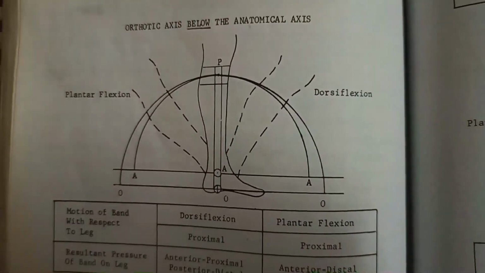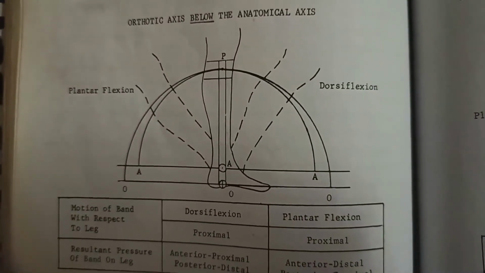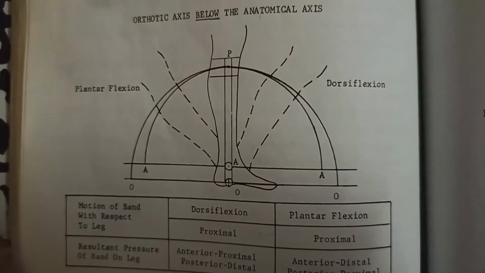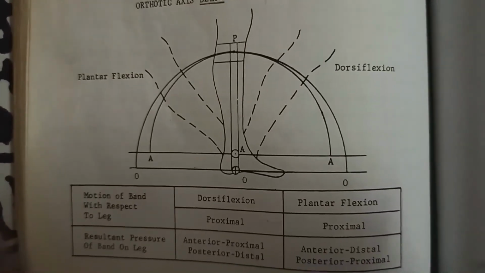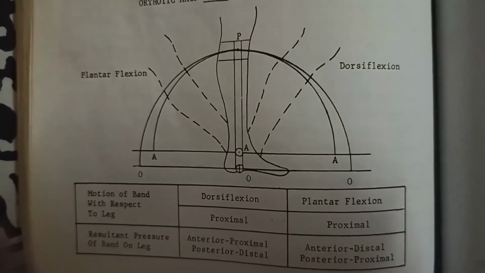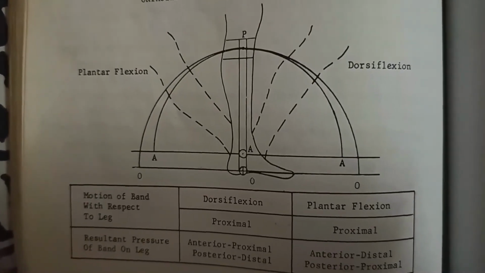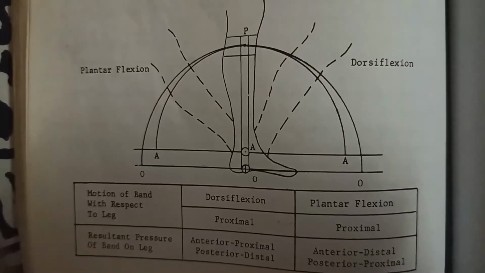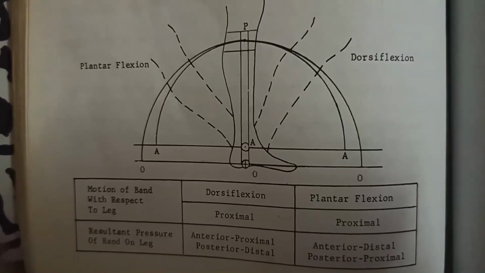Here is the second malalignment condition, in which the orthotic joint is below the anatomical joint. As I already told you about the markings, how they are made and what they mean, I will explain the box below. First is the motion of the band with respect to the leg. For this we have to compare the arc of A and O. As you can see, in dorsiflexion and plantar flexion, the arc of O is above the arc of A, which means it is closer to the body. So during dorsiflexion and plantar flexion, the band will move proximally in both conditions.